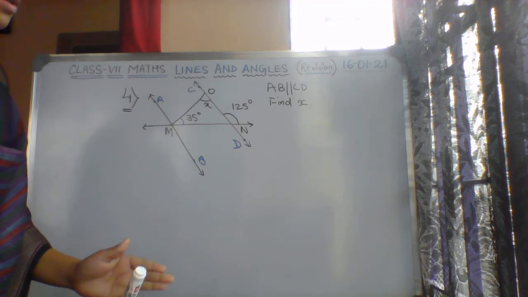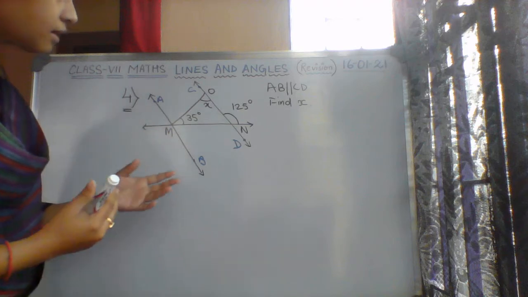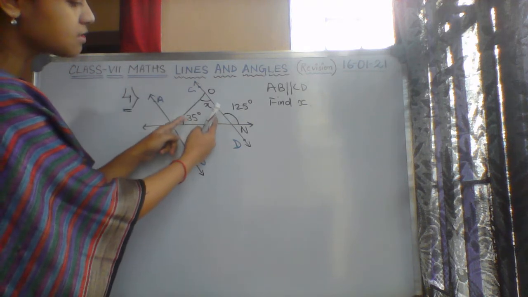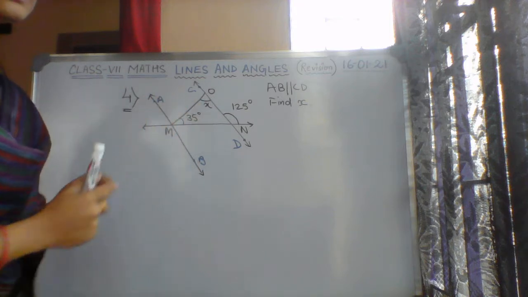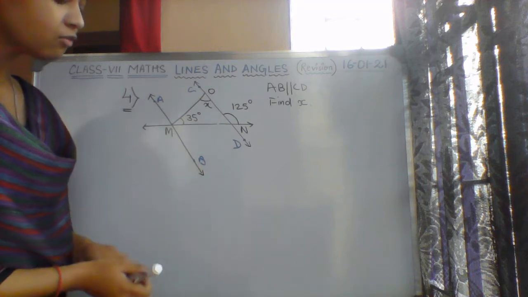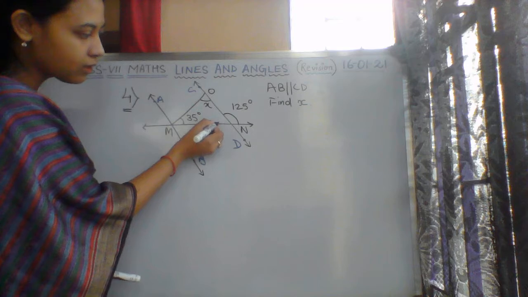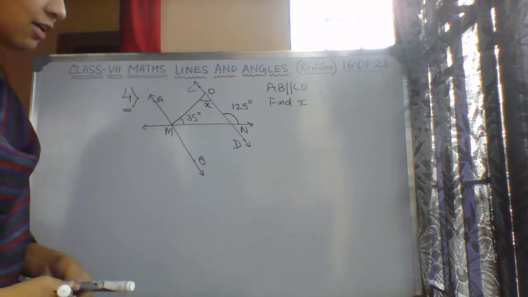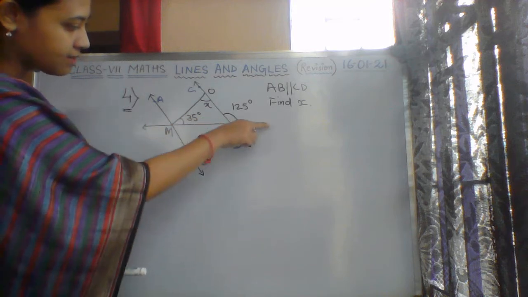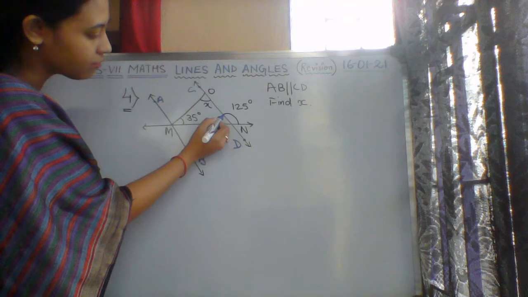So the basic thing that will come to our mind is that this is a triangle, and if two angles are known, we can find the third angle. I don't know this angle. Is there any way to find that angle? Yes, there is a way. You can see this is a straight line, and over that straight line one angle is given.